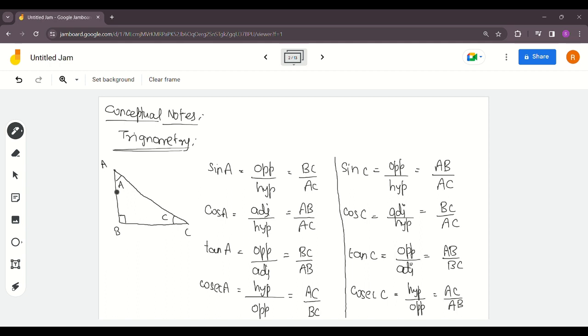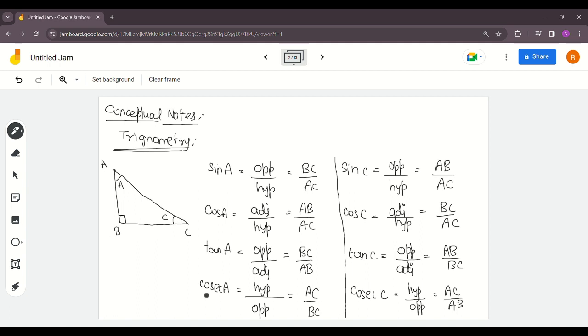And cos A, adjacent by hypotenuse. That is the meaning of cos. So adjacent of A is nothing but AB. So cos A is AB by AC. Tan A. Tan A is nothing but opposite side by adjacent side. So it is nothing but BC by AB.